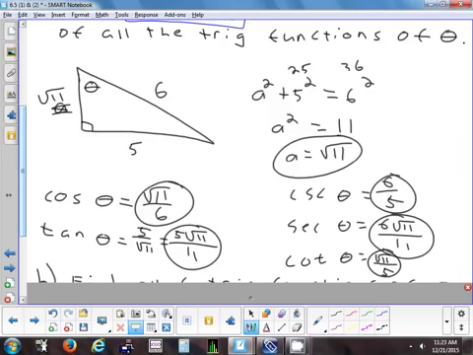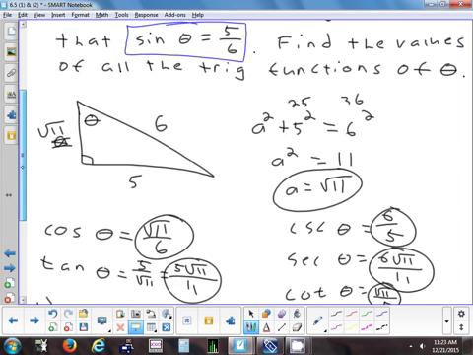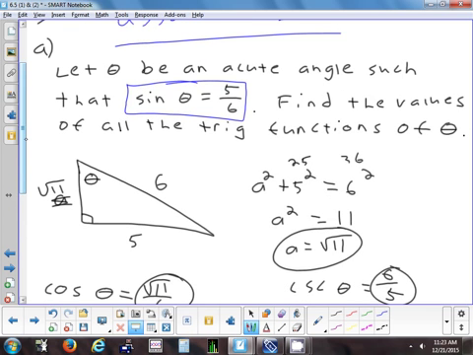Okay, so any questions on finding all 6 trig functions given any one of them to start? It doesn't matter which one they give you to start. You're going to have 2 numbers. Use those 2 numbers to label your triangle and figure out everything else.